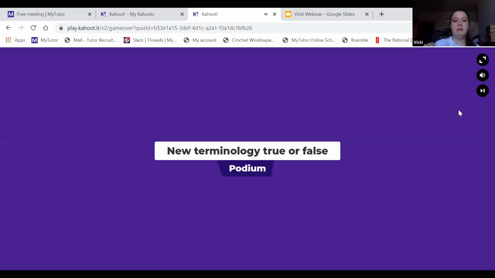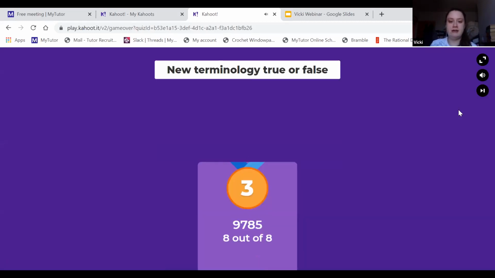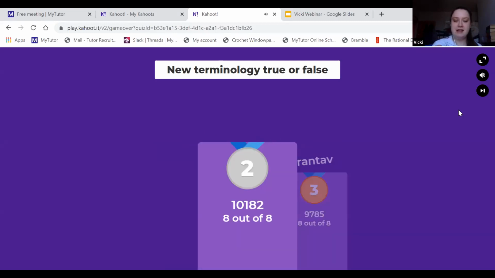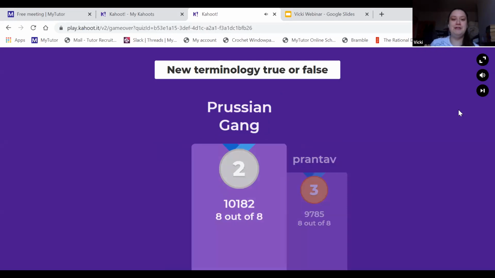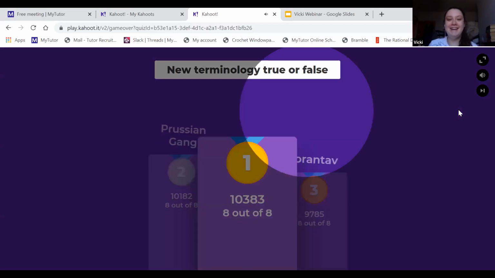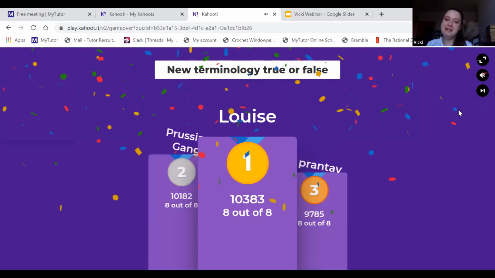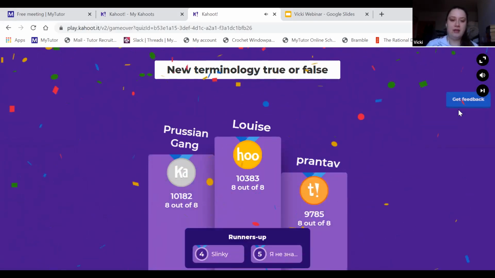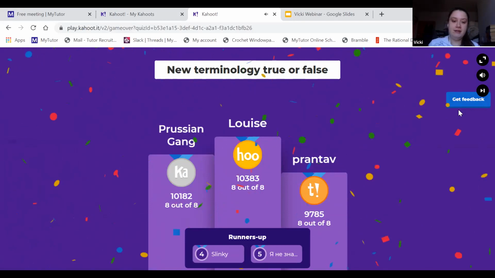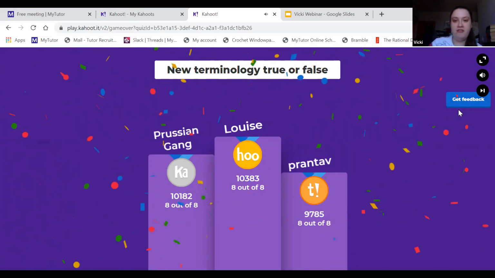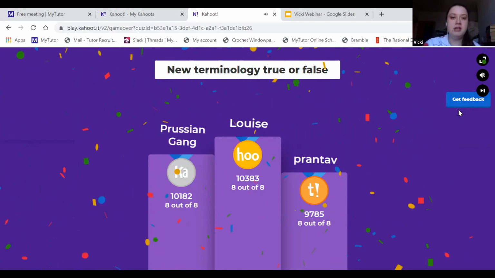Right, let's see who's come out in third, second and first. So third, we've got Prantav. Second, Prussian gang. And Louise on first. Well done, Louise. Fantastic. You guys all got 8 out of 8. And then Slinky came fourth. Fabulous. I'm super impressed, guys.